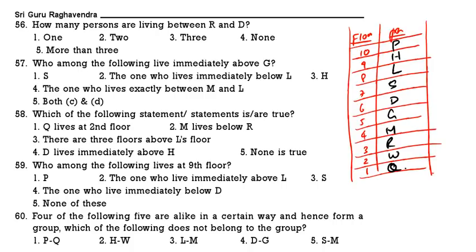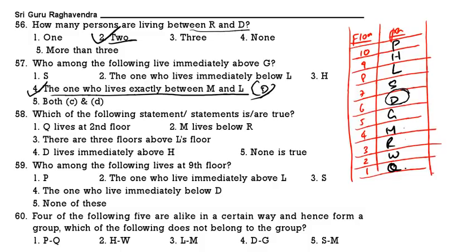Now come to the first question. How many persons are there between R and D? Two persons. Who is living immediately above G? Immediately above G is D, or the one who lives exactly between M and L. Between M and L, exactly who is living? D. Then the answer is D.